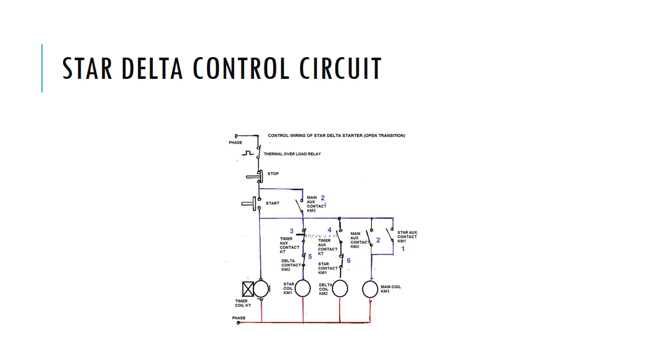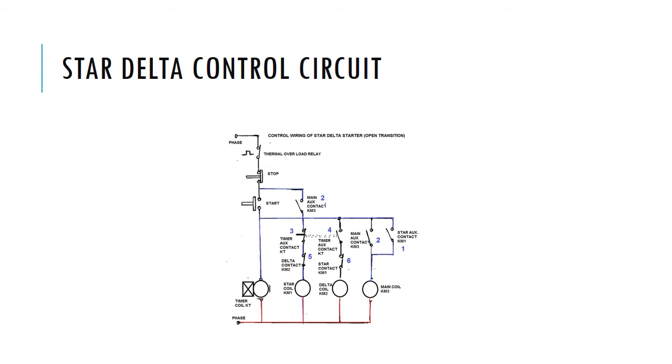When you look at the control circuit, you have your thermal overload relay, the normally closed contact, that is terminal 95 96, connected in series with the normally closed push button and the normally open start button. Now, the main point you need to take note of here is that there should be electrical interlock between the delta contactor and the star contactor.